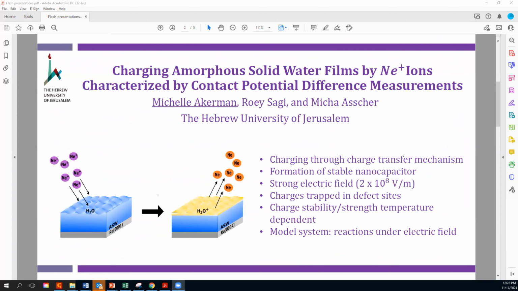Hey, good afternoon. My name is Michelle Ackerman, and I will talk to you about charging amorphous solid water films by neon ions characterized by contact potential difference measurements. All of these experiments are conducted under ultra high vacuum conditions, temperature range of 35 to 120 Kelvin.